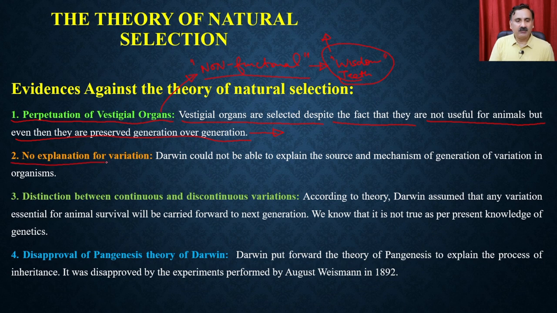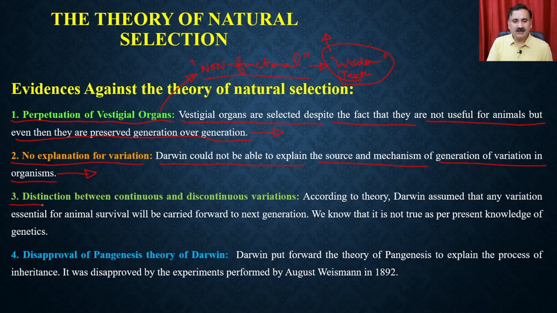Then there is no explanation for the variation. Darwin could not explain the source and the mechanism of variation in the organism. So he could not explain why there could be a variation, or what the mechanism of the variation is. He still has the same kind of issue that Lamarck had, right? Lamarck could not even explain how the acquired character will be inherited, how it will go into the germ cells, and the same kind of problem was there for Darwin also.